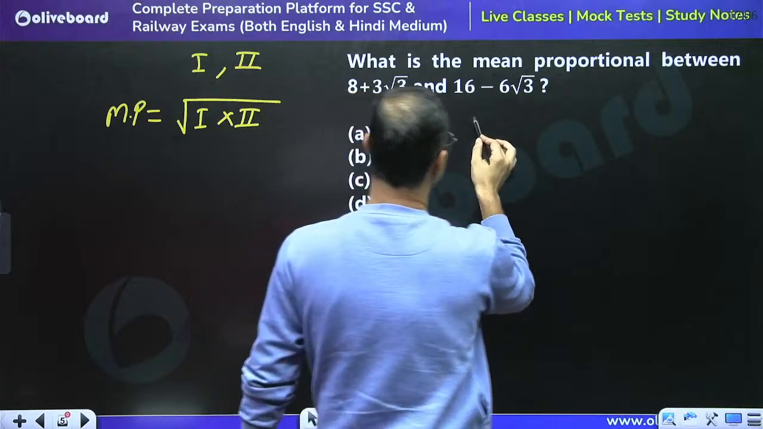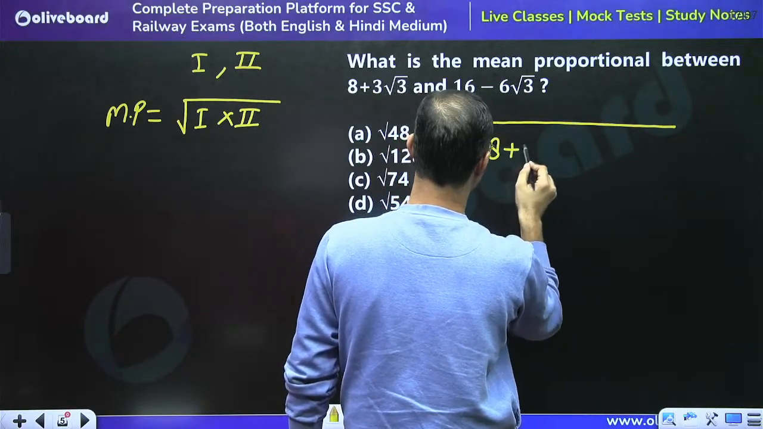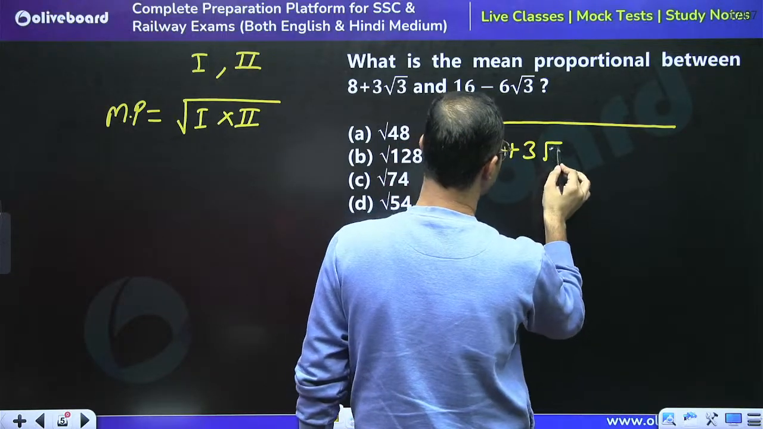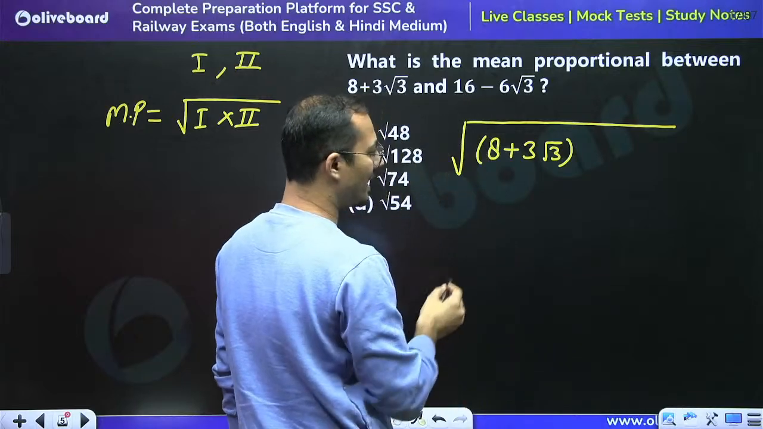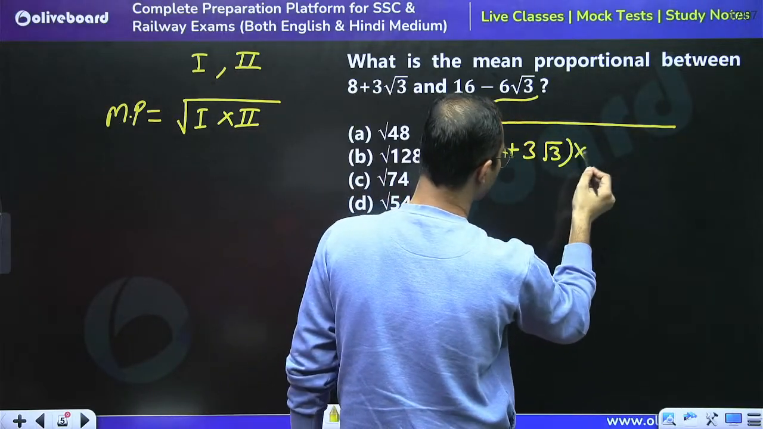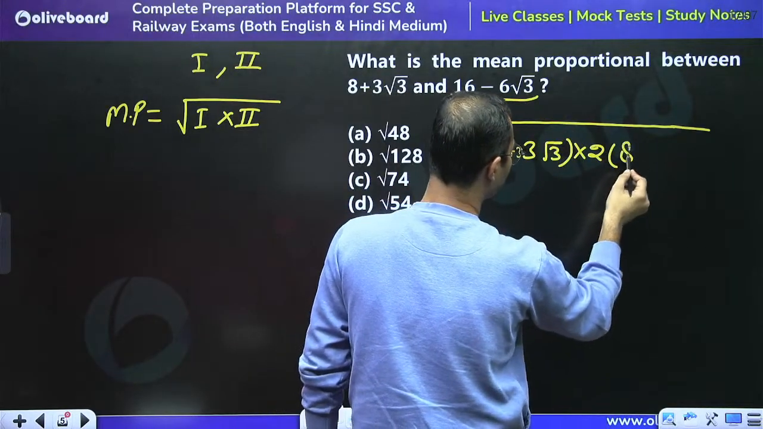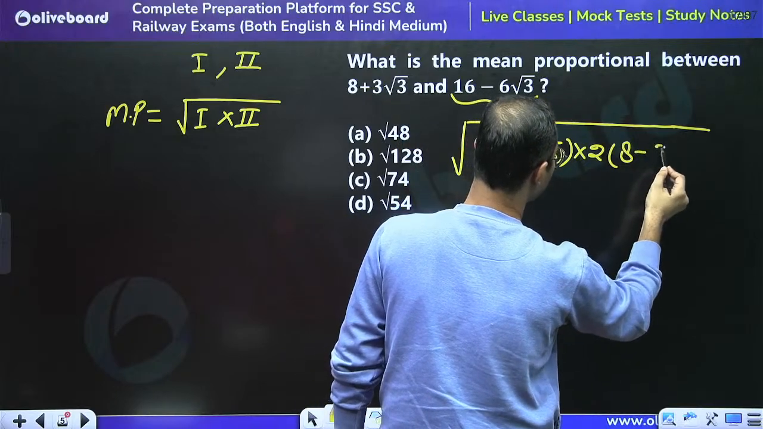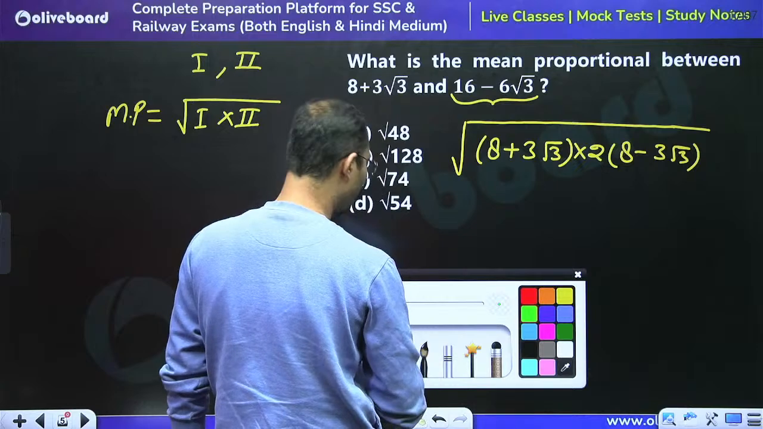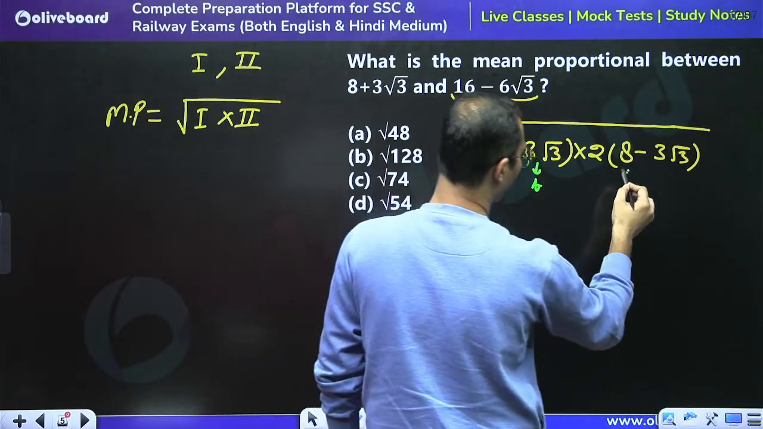So here simply we have to do the product of 8 plus 3 root 3 and 8 plus 3 root 3. If I take 2 common from this, this will become 2 bracket 8 minus 3 root 3. Just see, this is A, this is B, so A plus B, A minus B.